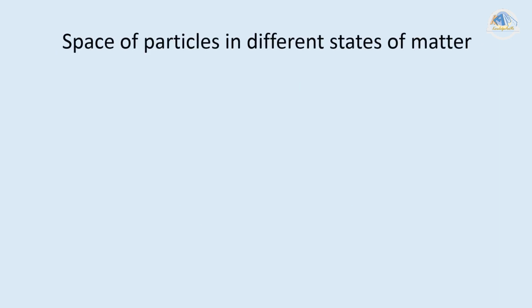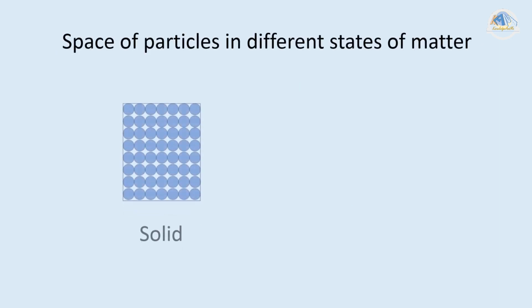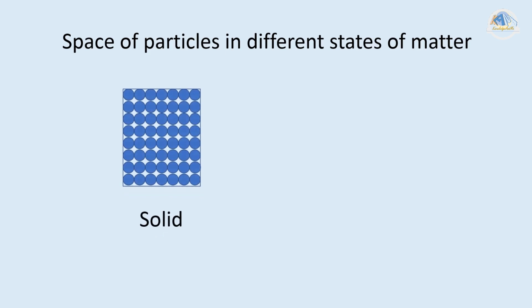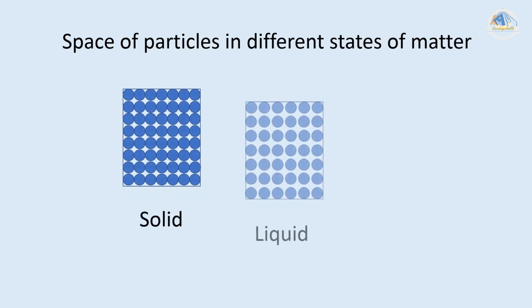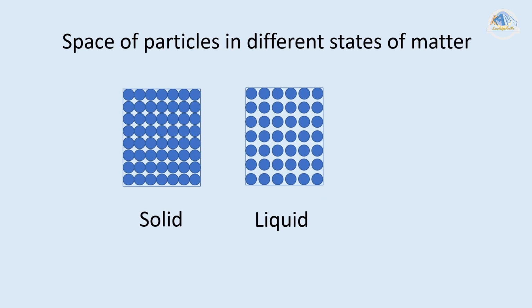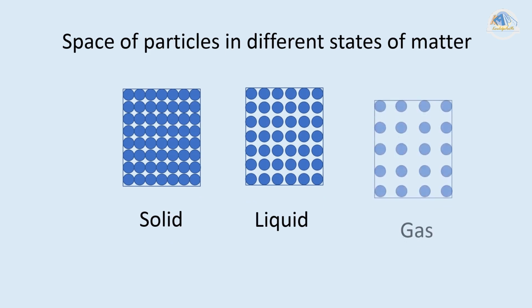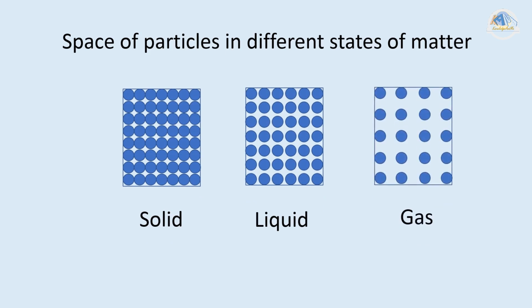If we compare the space between the particles of the three states of matter, we will observe that in the solid state the particles are tightly packed. In case of liquid, the liquid particles have more space between them compared to solid. And in case of gas there are lots of spaces between the particles of gas. Gas particles have the highest space between their particles.